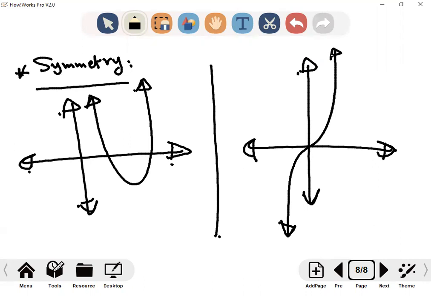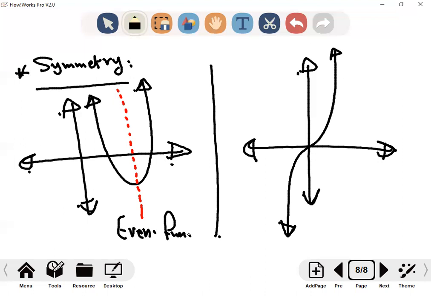Now we have two types of symmetry. We have line of symmetry and point of symmetry. Here at this one, you can make the symmetry line that separates the graph or the curve into two identical parts. We call it line of symmetry. If you have a line of symmetry, we call the function an even function. So this type of function, if it has one line of symmetry, we call it even function.